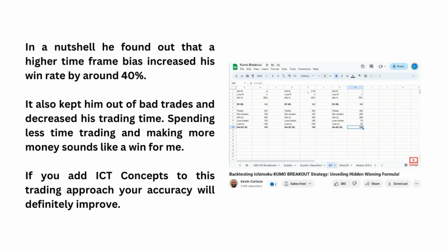In a nutshell, he found out that a higher time frame bias increased his win rate by about 40%. It also kept him out of bad trades and decreased his trading time. Spending less time trading and making more money sounds like a win for me. If you add ICT concepts to this trading approach, your accuracy will definitely improve.